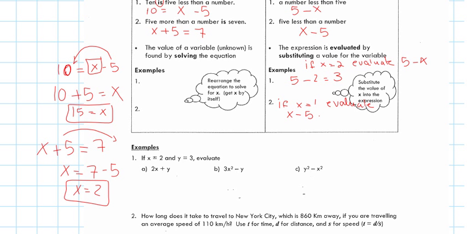Question is, I'm giving you x equals 1, evaluate x minus 5. So you have to replace x with 1, right? And that's going to be negative 4. So I want you to work on example 1 and example 2. Example 1, it's giving you the values for x and y, and it's asking you to plug in the values of x and y in and evaluate your expression.